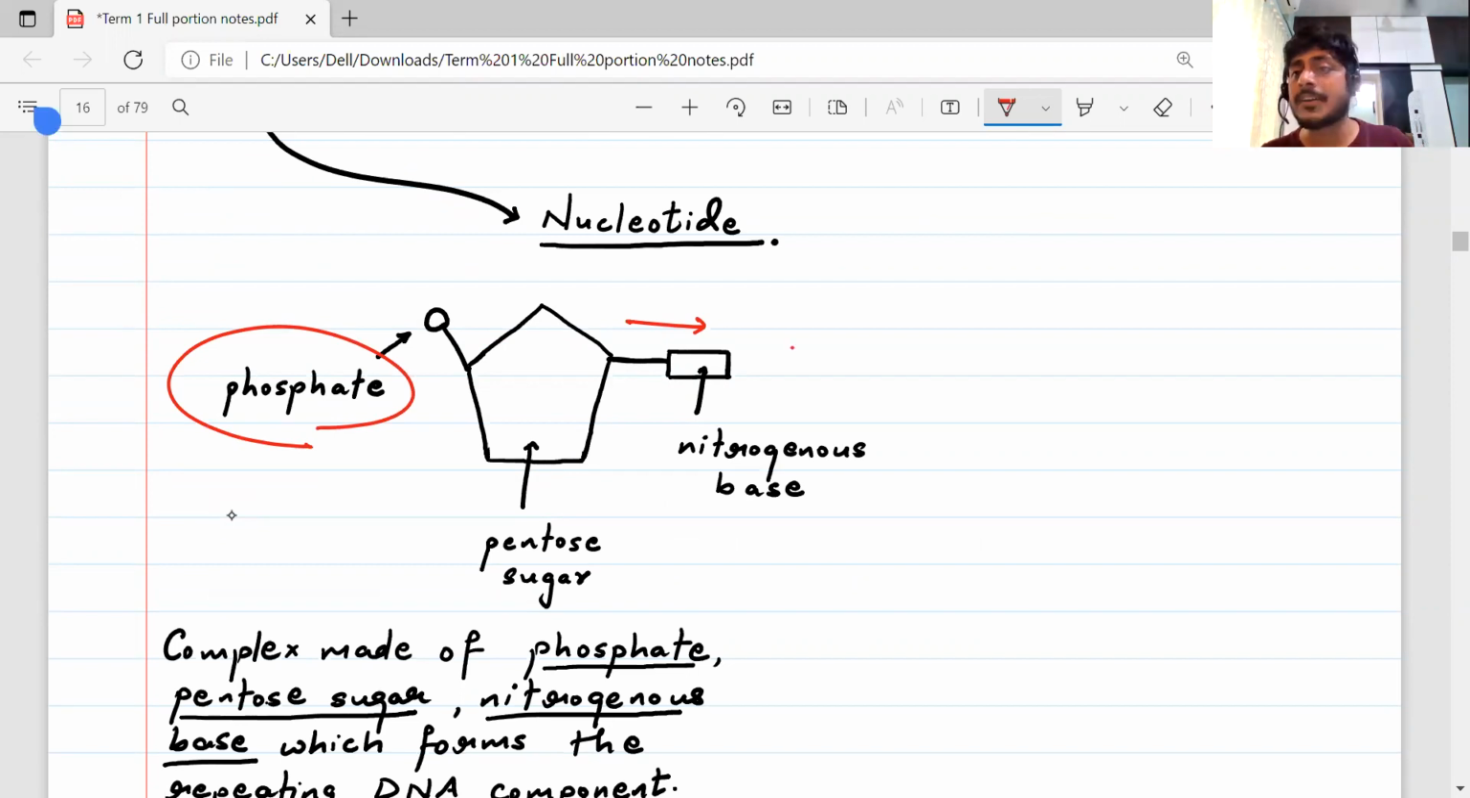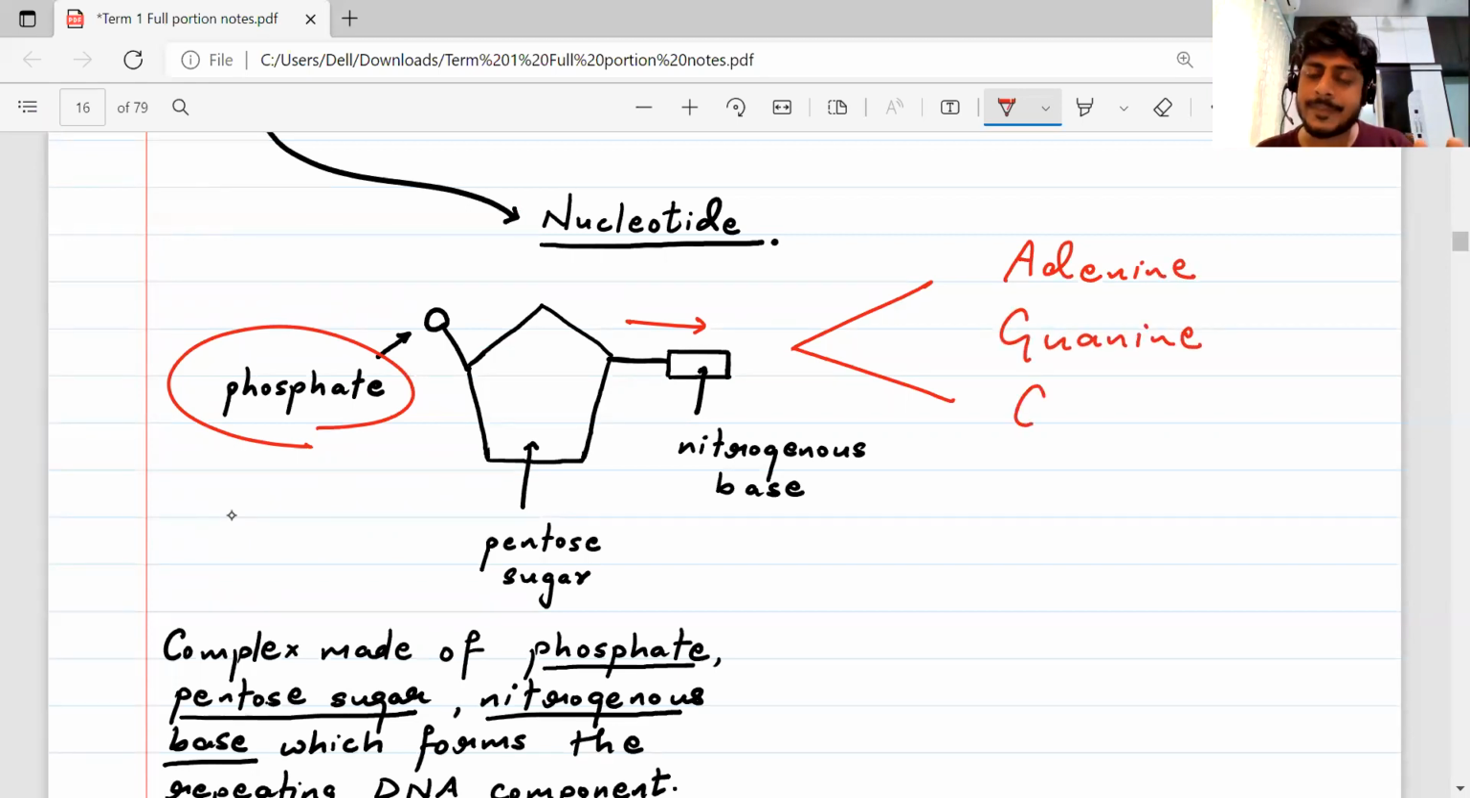The nitrogenous bases are of 2 types, purines and pyrimidines, but that's not in syllabus. We just need to know the names. The names of the 4 nitrogenous bases: adenine, guanine, cytosine, and thymine. This is very important, and look for the spelling. They will try and confuse with the spelling of thymine.